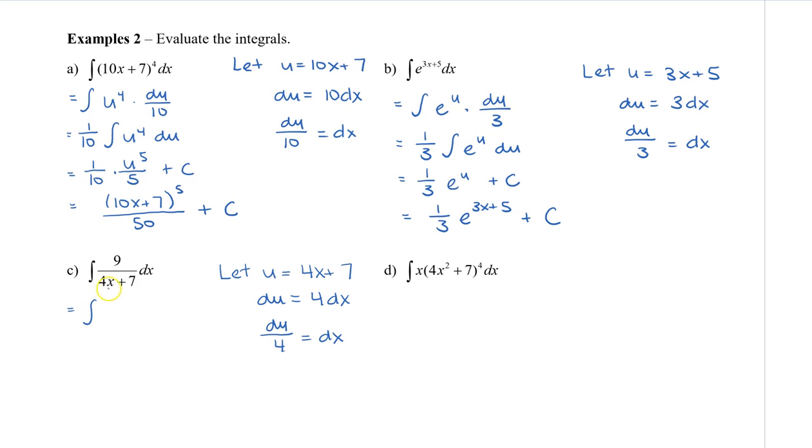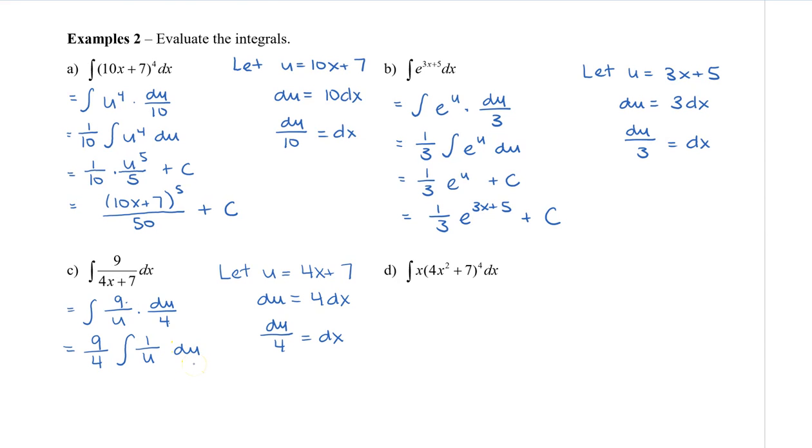Substituting all the expressions that we can, we get 9 divided by u, and then dx is du divided by 4. So I'm going to factor out the 9 and the 4 to put into the front. I'm not really factoring, I guess I'm just rewriting it as a coefficient in the front. So I have 9/4, and then 1 divided by u du.